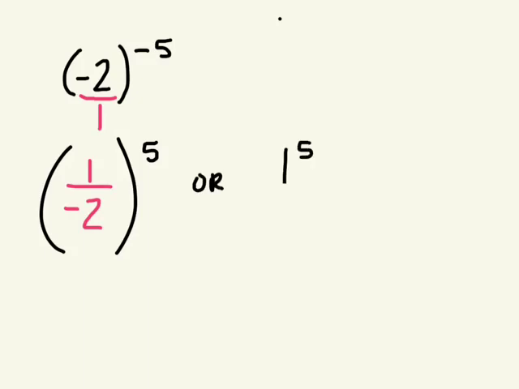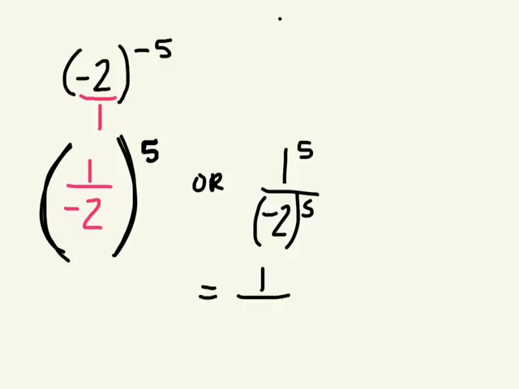Okay, I can write this like this, or I can write it like this, 1 to the power of 5 over negative 2 to the power of 5, right? It's everything in the base to the power of 5. What's 1 to the power of 5? What's negative 2? So all of that, including the negative, negative 2 times negative 2 times negative 2 times negative 2 times negative 2, negative 32.